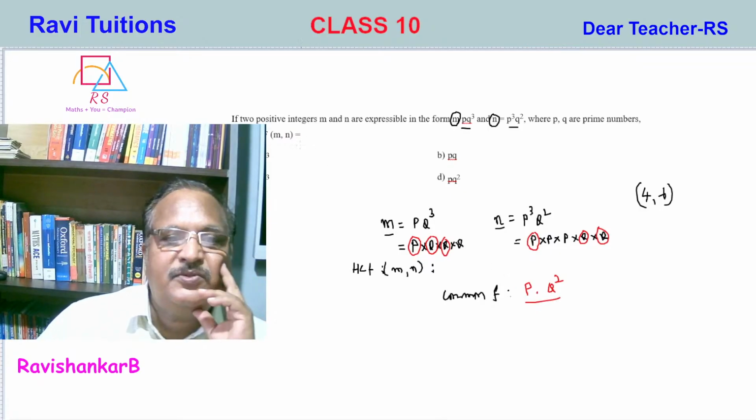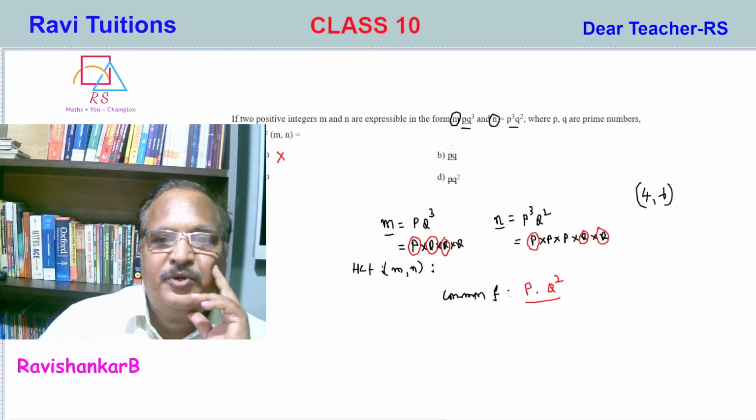So which answer is suitable? A is p cube q cube, B is p cube, and C is p square q cube, and D is the correct answer.